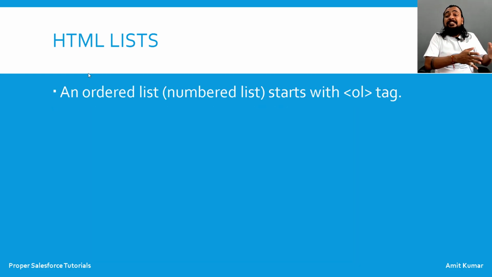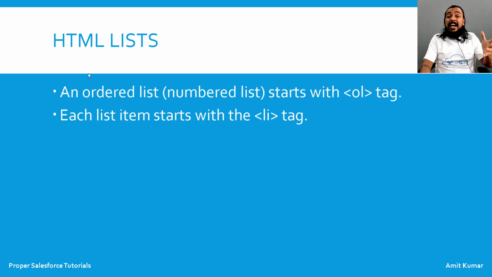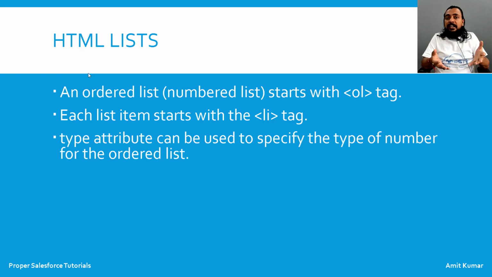An ordered list starts with the OL tag. OL tag represents ordered list. Just like an unordered list, each list item is represented inside it with an li tag. So each text will be kept inside the li tag and this li tag will be a child of the OL tag. Because this is an ordered list, items will be shown in the form of numbers.